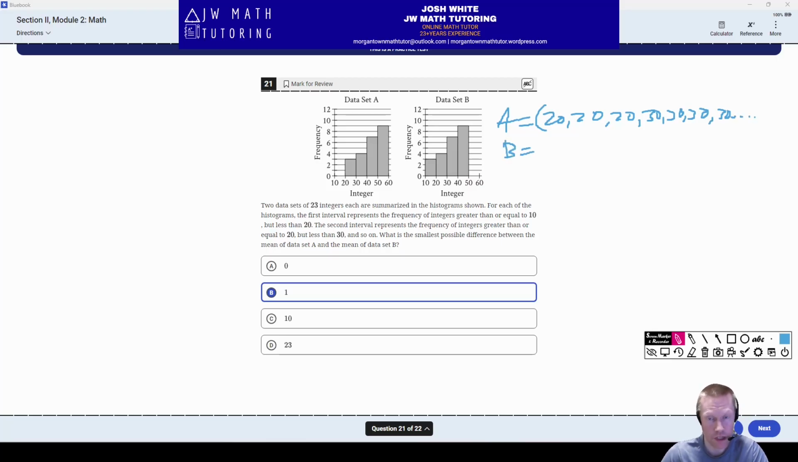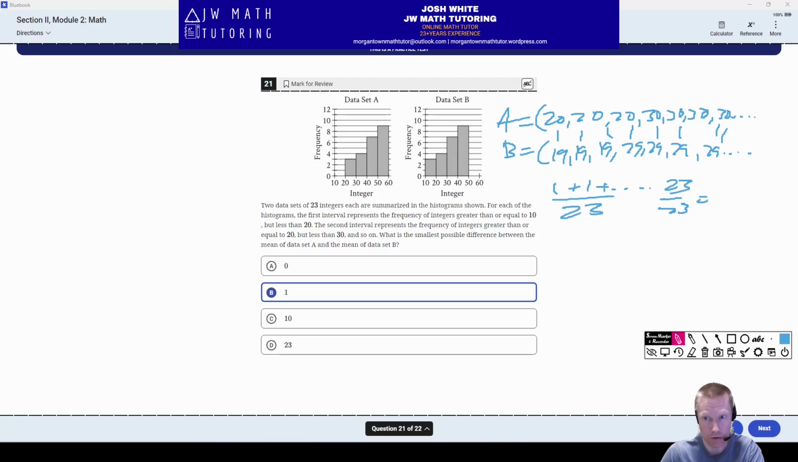And then for B, you do the opposite. You start off at the high end, which would technically be 19, 19, 19, and then 29, 29, 29, 29, and you do that all the way up. And you notice the difference between every single value is 1. So the difference between each thing is 1. You add up 1 like 23 times, and then you divide it by 23, and you just get 23 over 23, which is just 1, and that's it. That's pretty much the only way to think about it or figure it out.